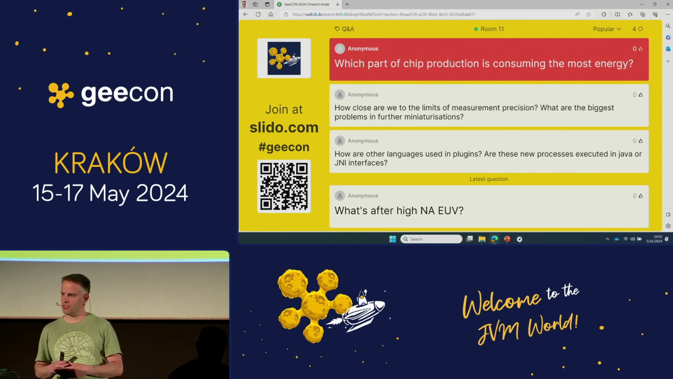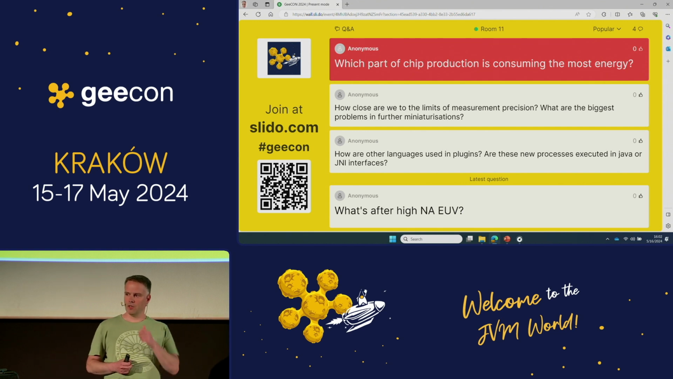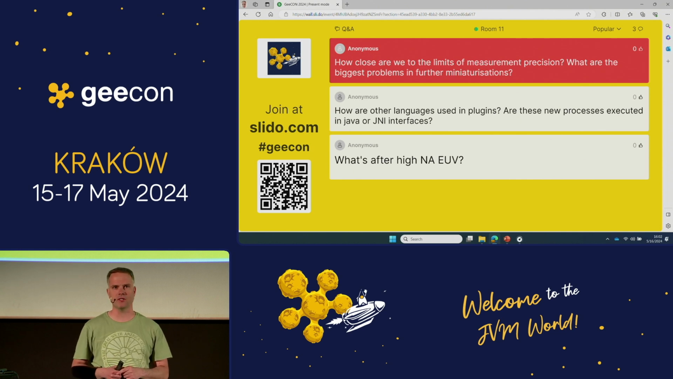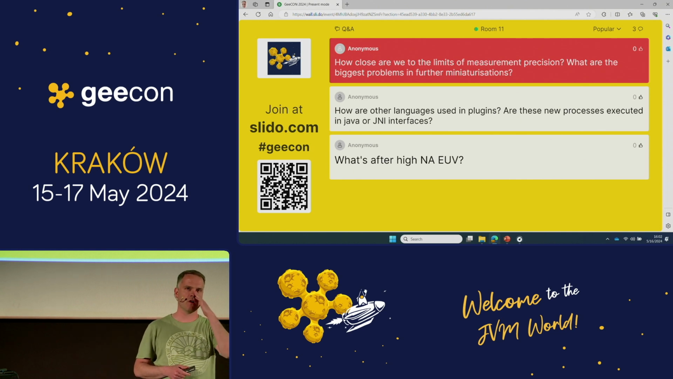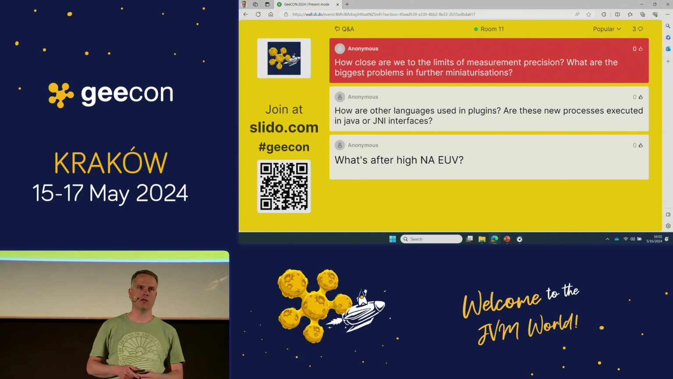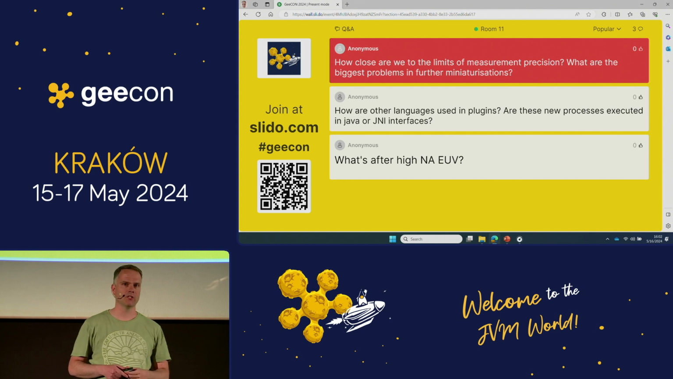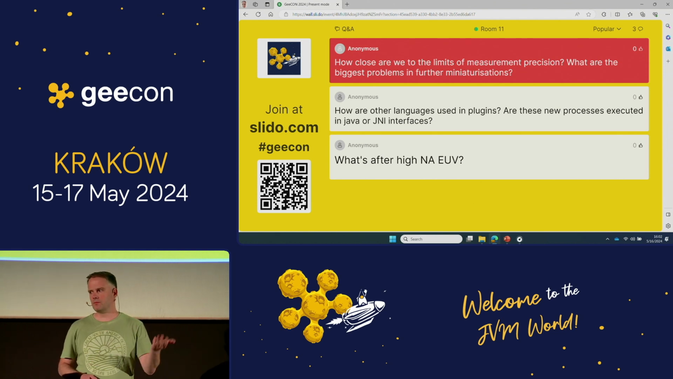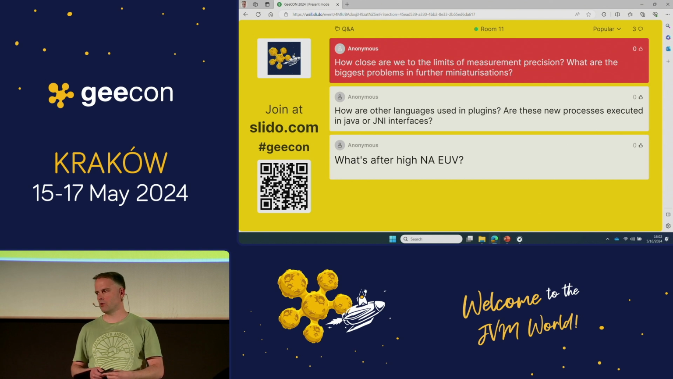How close are we to the limits of measurement precision? What are the biggest problems in future miniaturization? I don't know the exact details of how close we are to the limits there. We can still measure if layers are correctly placed on each other and how far things are off. But you can imagine if we go to printing transistors of 2 nanometers, then the measurements need to be even less than nanometers. So in our company nowadays, I hear more and more talks about picometers, which is even one step further. So we keep on getting smaller and smaller in that regard.